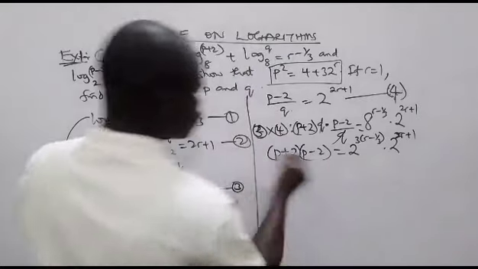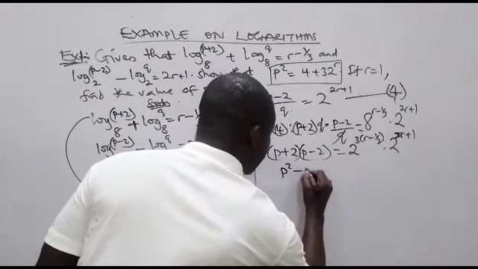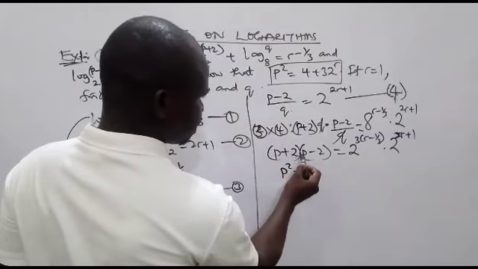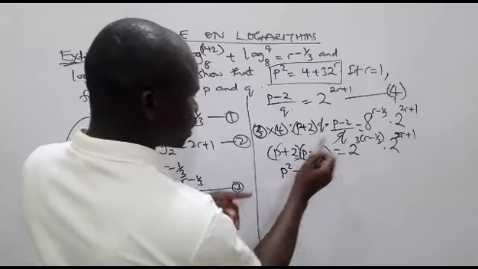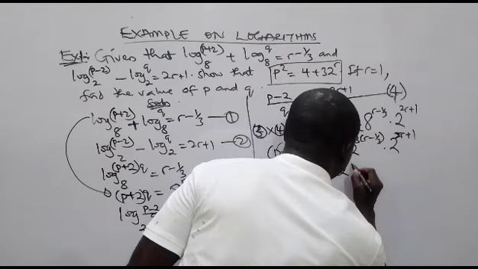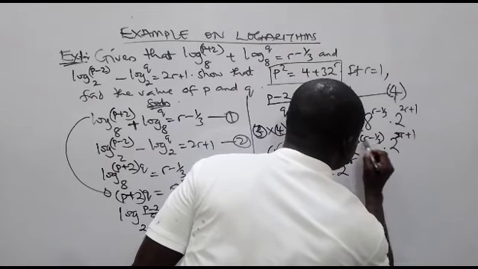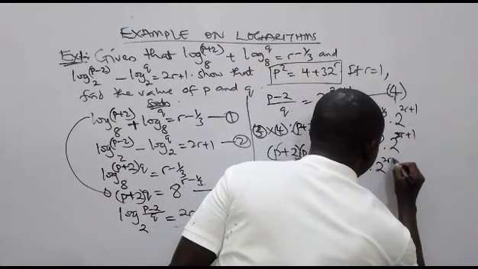So this is difference of two squares. If I expand this, I'm going to have p squared minus 4 here. Because p times p is p squared, p times 2 is minus 2p, p times this plus 2p, minus 2p cancels plus 2p. Then on the other side, if I expand this, I'm going to have 2 raised to power 3 multiplied by r minus 1, multiplied by 2 raised to power 2r plus 1.